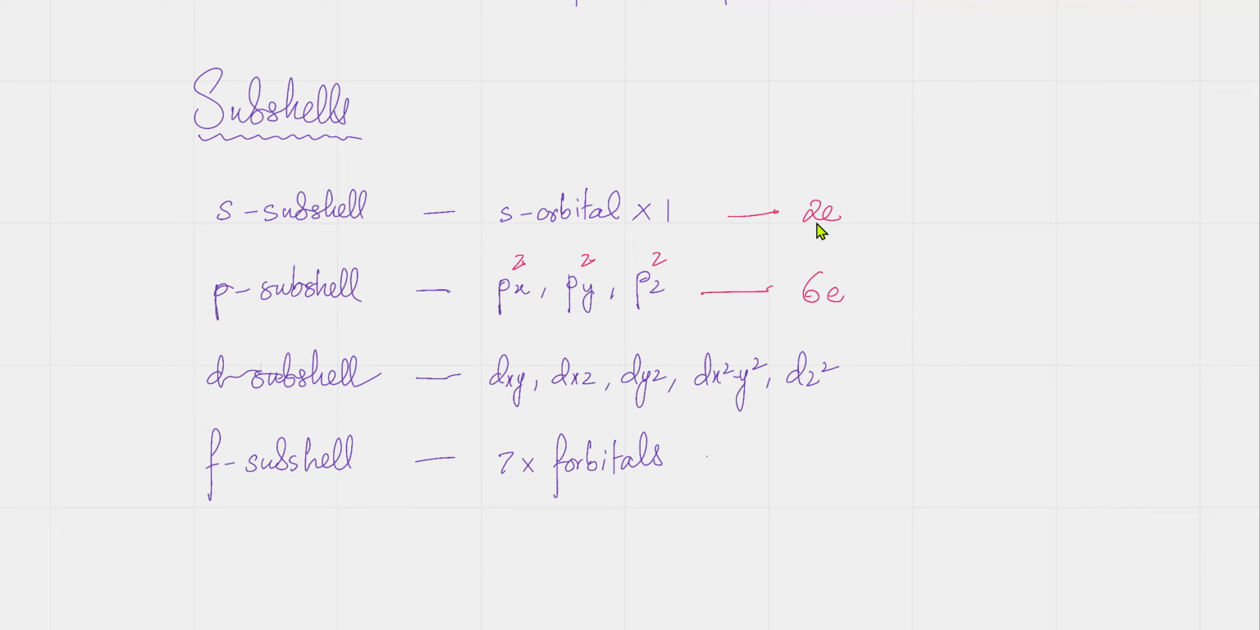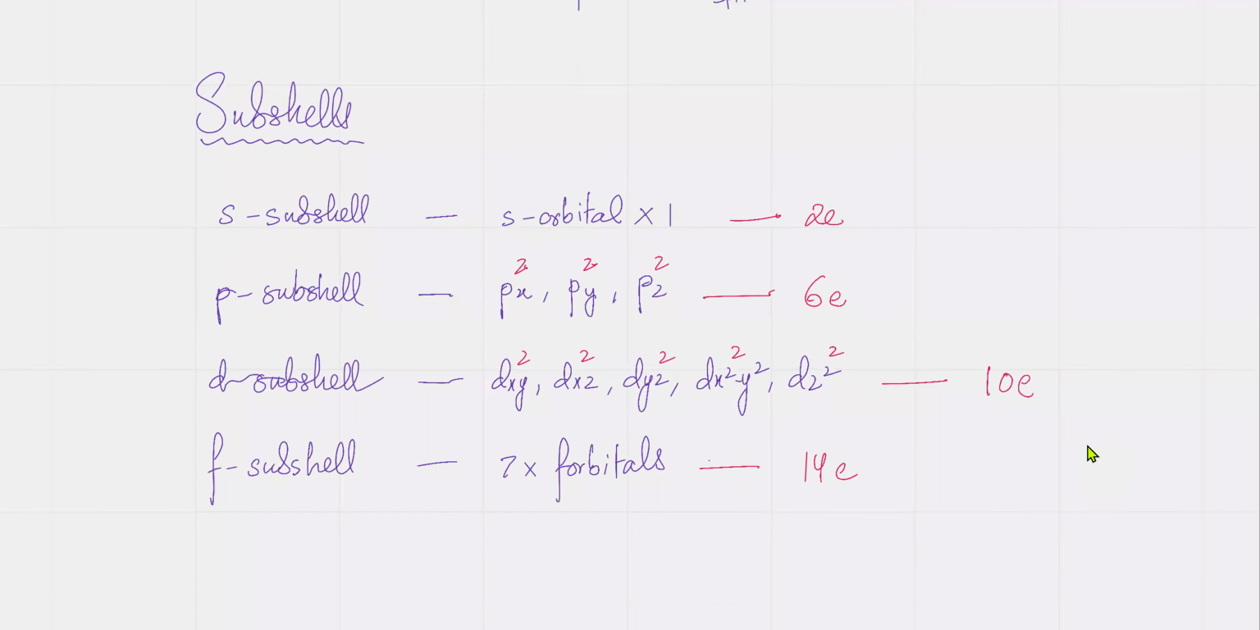The d subshell can have 2 electrons in each of the orbitals. If they have 2 electrons in each of the orbitals, the maximum number of electrons that they can have is 10. But that's the maximum number of electrons. And the f subshell can have a maximum of 14 electrons.